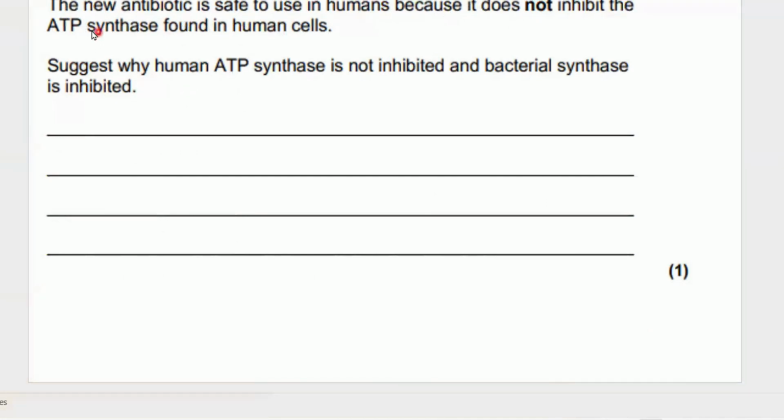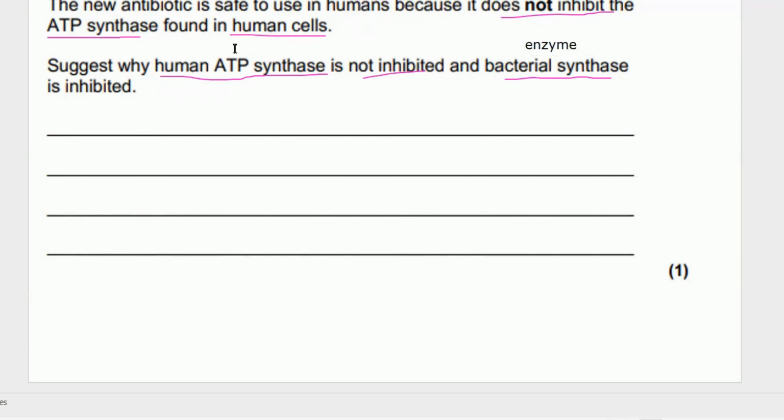Let's move on. The new antibiotic, so I don't know what this question was about, but it's something about an antibiotic, is safe for humans to use because it doesn't inhibit ATP synthase found in human cells, right? It doesn't get in the way of making ATP. Suggest why human ATP synthase is not inhibited and bacterial synthase is inhibited. Okay, so we haven't got all of the question here, but essentially they're saying what could be the difference between human ATP synthase and bacterial synthase that means antibiotics don't disturb humans' production of ATP if you take the antibiotics?